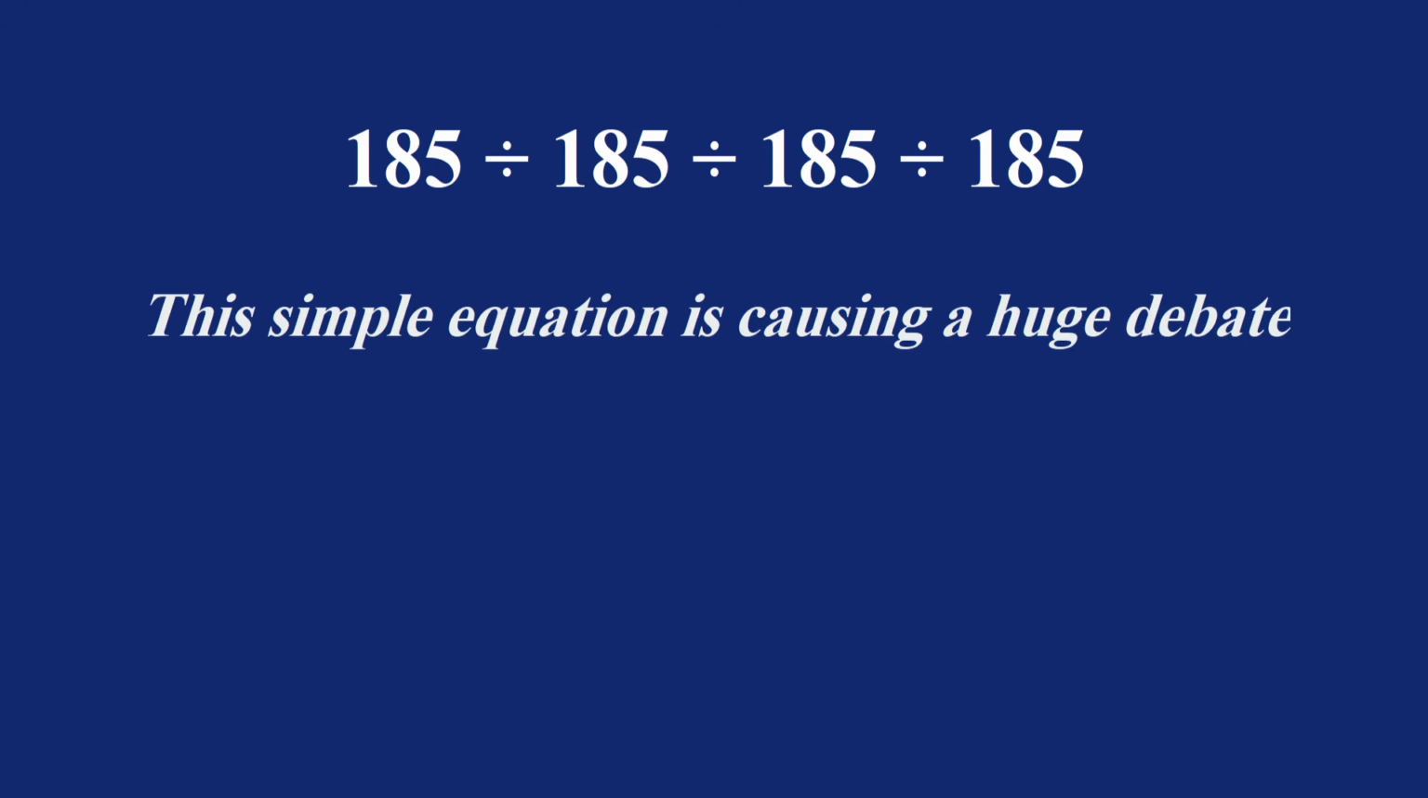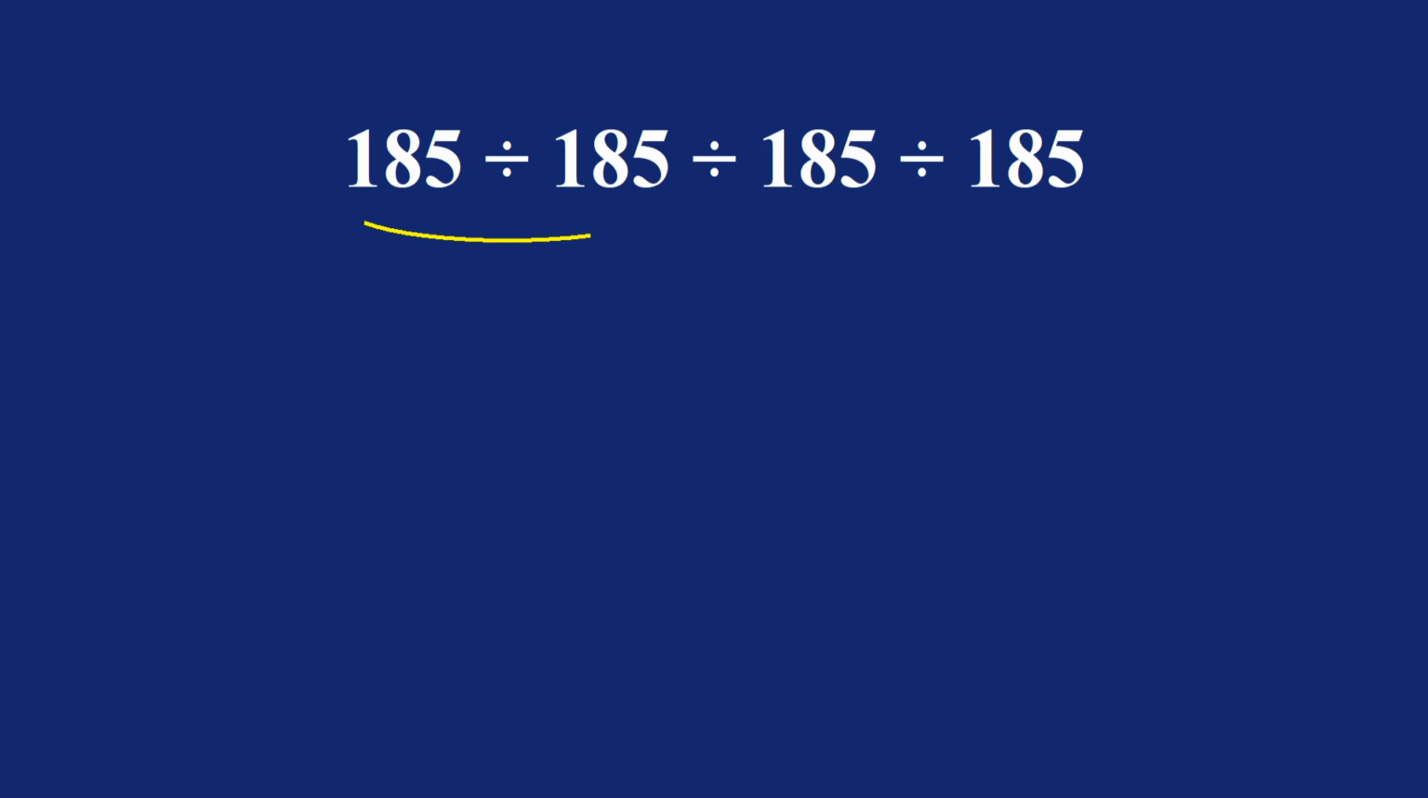In this video, 185 divided by 185 equals 1, and 185 divided by 185 equals 1. Now we have this problem, 1 divided by 1 which equals 1, but this answer is not correct because according to the order of operations we must do this division, then this division, and at last this division.